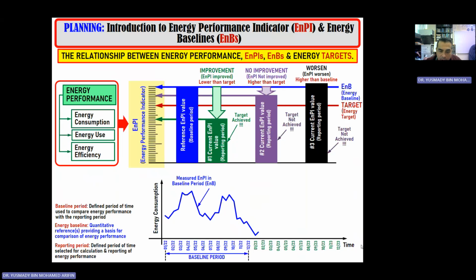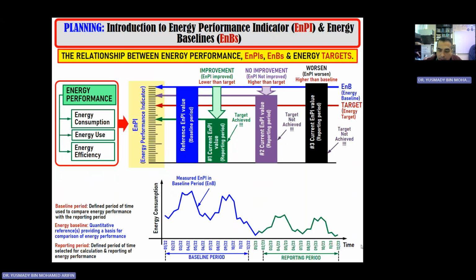And the graph refers to the measured ENPI, energy performance indicator, in the baseline period. Also, the data is known as ENB, which is energy baseline. The second period is the reporting period, the actual period that we use to measure the energy consumption compared with the baseline period in order to improve the energy consumption.